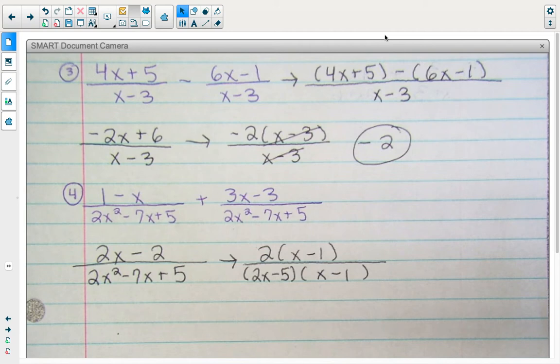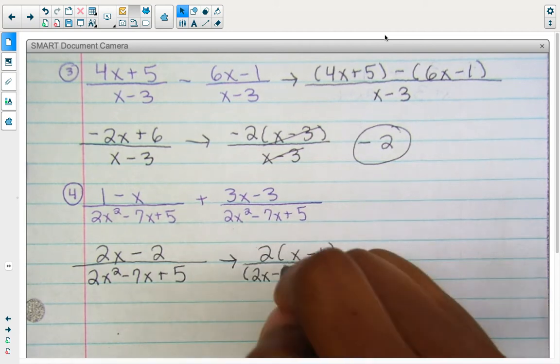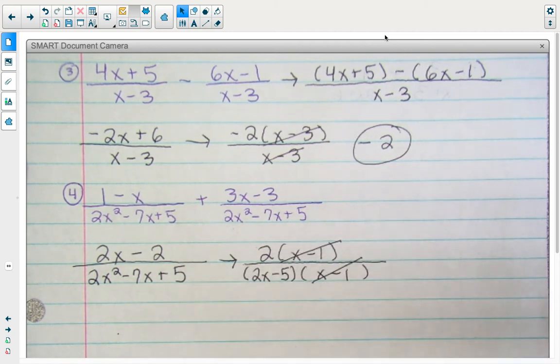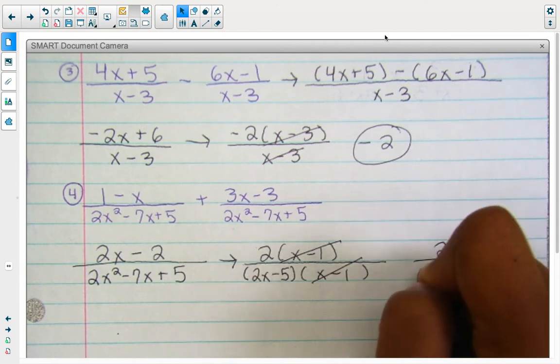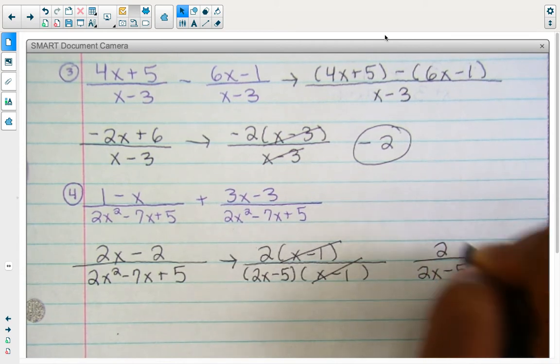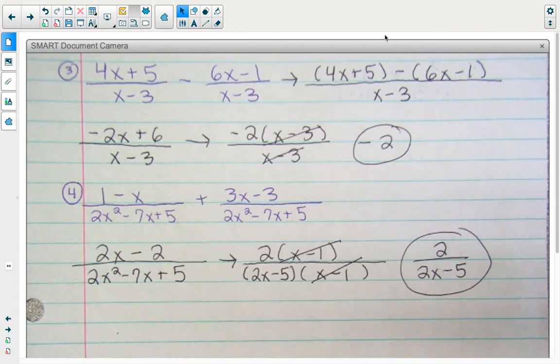Now, when you have the same thing on the top and bottom, it's going to cancel. So x minus 1, x minus 1. Our final answer is 2 over 2x minus 5. So that's our final answer.